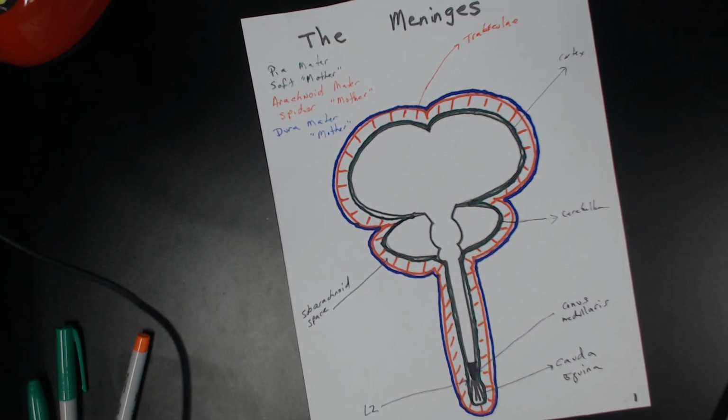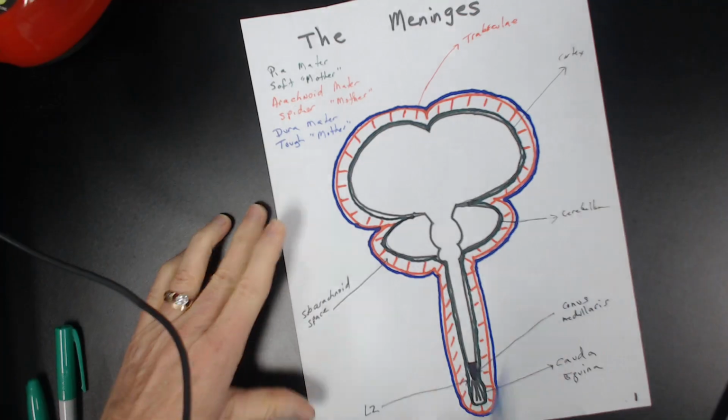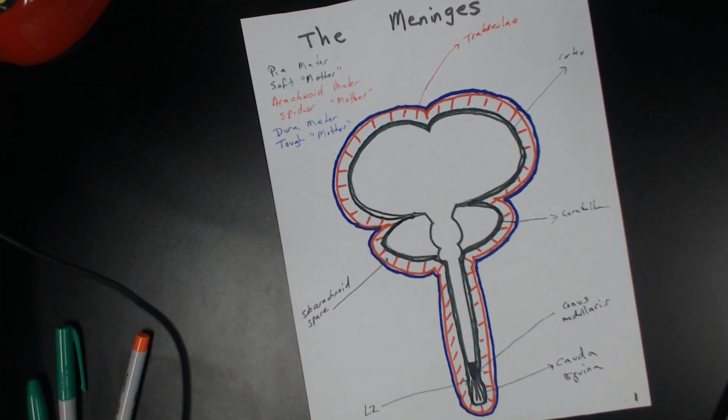So we know mater is mother. Anybody know what the word dura means? Durable. Tough. It's one tough mother. And this is a harder outer coating for the CNS. So in general, there are three different layers. Pia mater, closely adherent to the CNS. Arachnoid mater has a little bit of space maintained by trabeculae. And the third layer is called your dura mater, and that's like a harder protective shell.